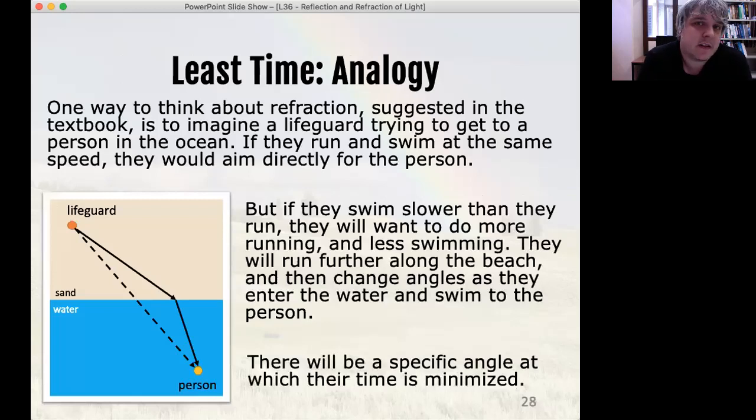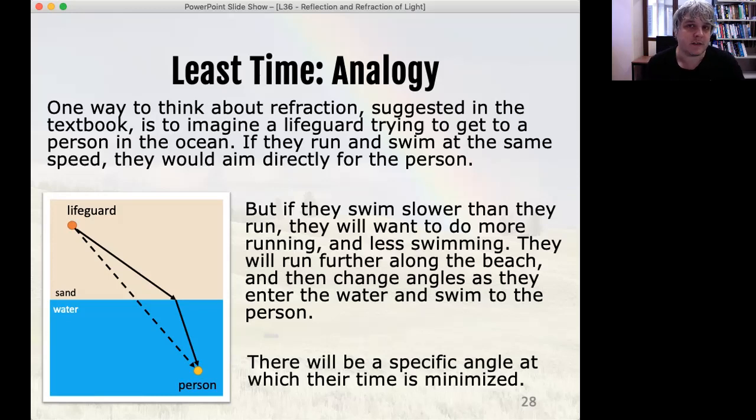And the analogy that is used a lot for this principle of least time, which again, some people find helpful, is to imagine a person as a photon. In this case, a lifeguard. Someone is in the ocean. The person in the ocean that they're trying to rescue needs help, and the lifeguard wants to get to them as quickly as possible. If they could run and swim at the same speed, then they would just aim directly for the person because that's the quickest path. We all know that the shortest path between 2 points is a straight line.